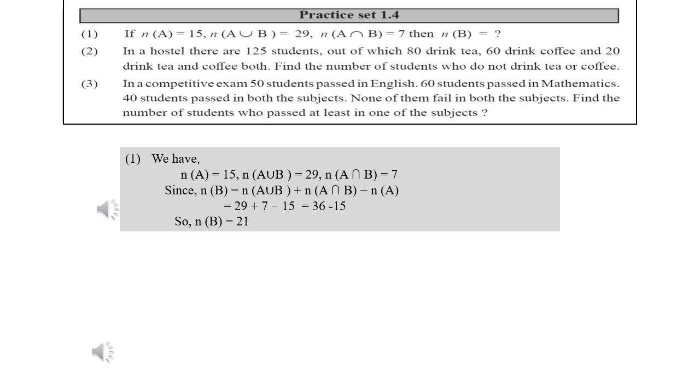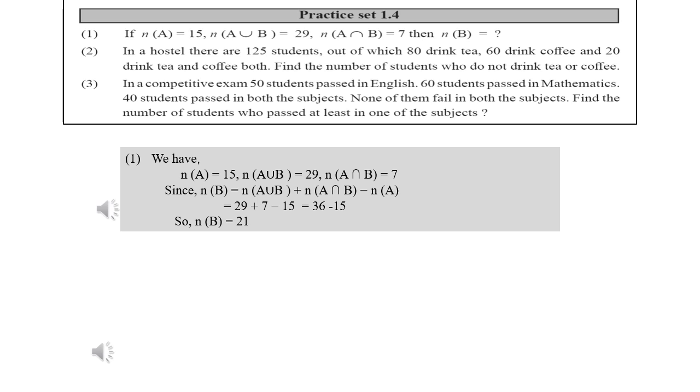So first we write the given information or the given values. So n(A) is 15, n(A union B) is 29 and n(A intersection B) is 7. Now n(B) is equal to n(A union B) plus n(A intersection B) minus n(A). Now where did I get this formula from? Yes, remember the earlier slide? We had the same formula, I have just rearranged it.